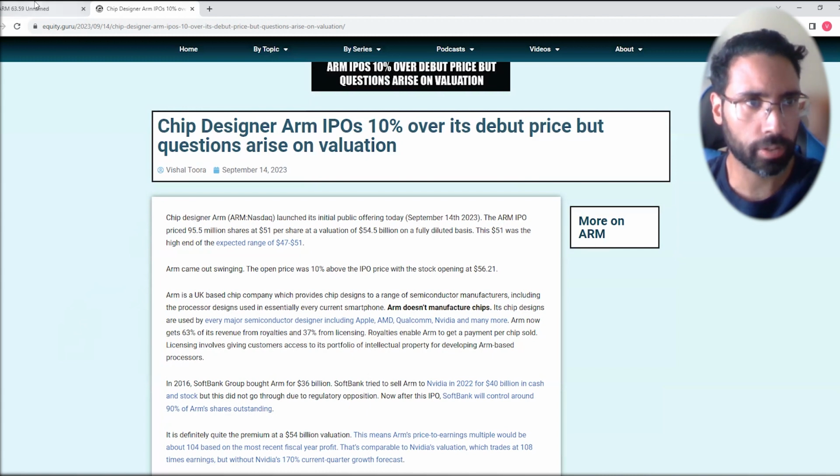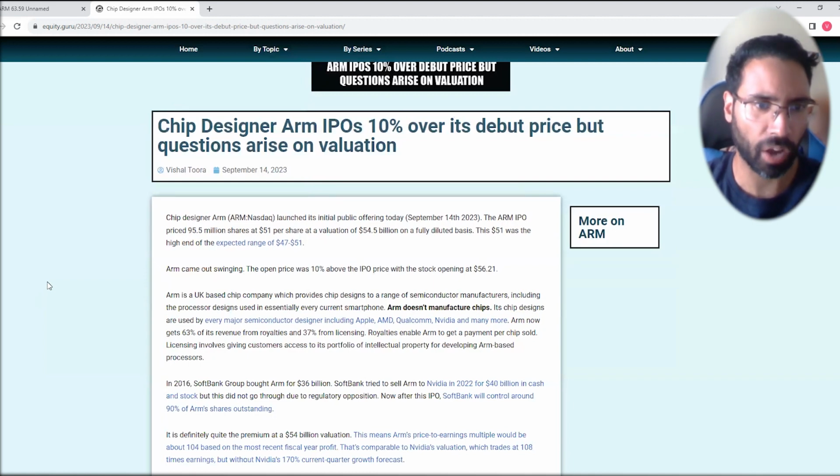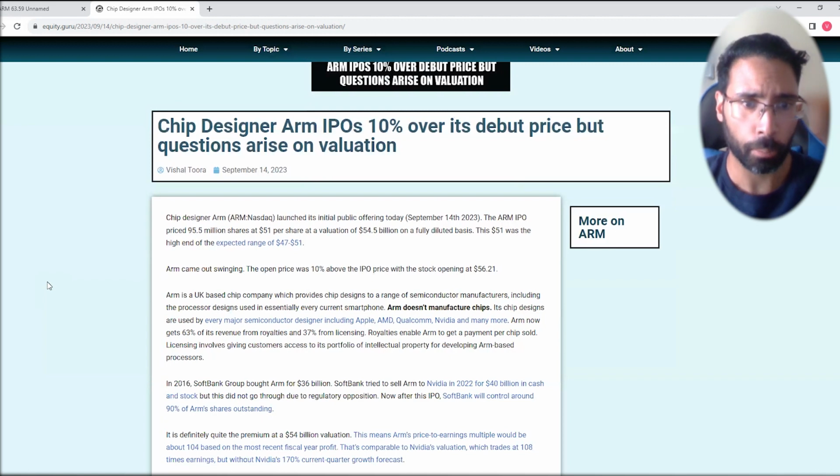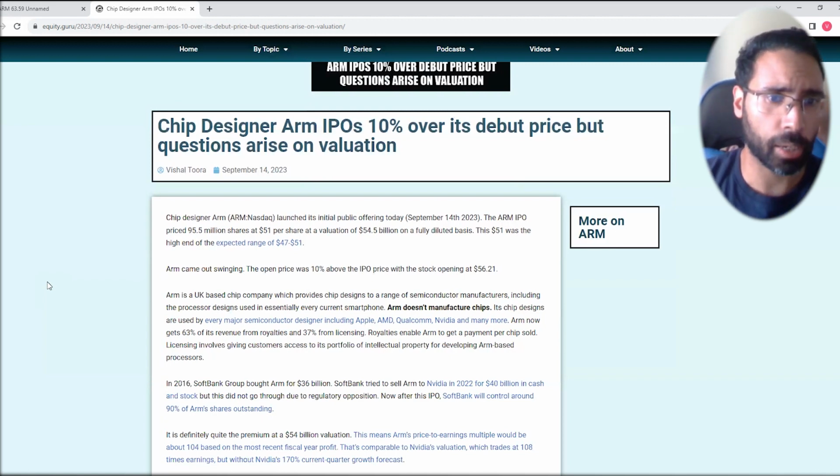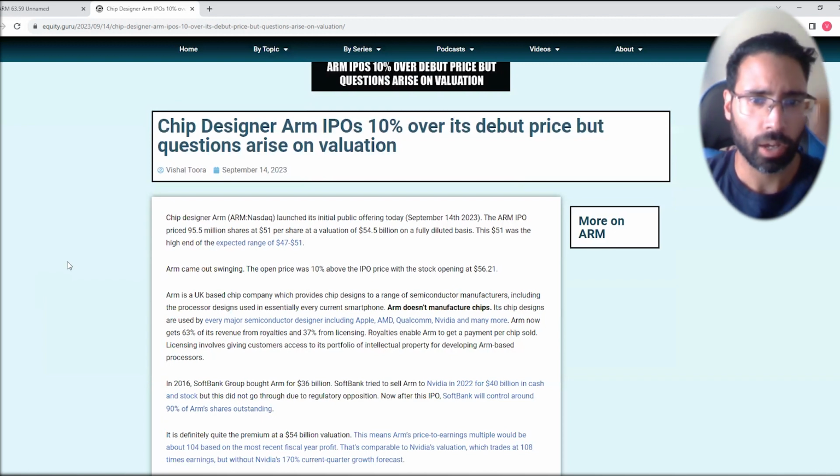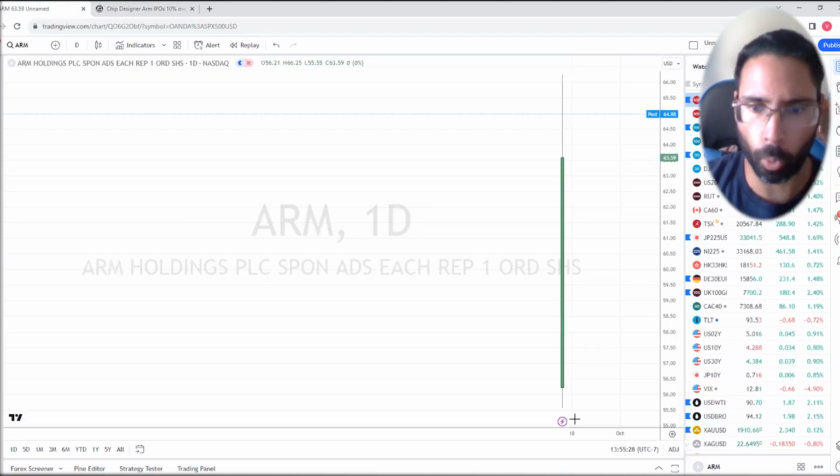So the big story today was this ARM IPO. The ARM IPO was priced at 95.5 million shares at around $51 per share, which was the higher limit of the range, which was expected between 47 and 51. But the opening price actually came in 10% above the IPO price, with the stock opening at $56.